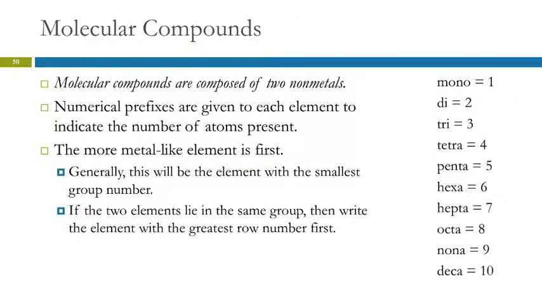So we've got 2 nonmetals. What we're going to do is use numerical prefixes. They're the same ones we used for the hydrates to indicate how many atoms of each element are present. So we put the more metal-like element first. And usually that's the element with the smallest group number, the one towards the left on the periodic table. If 2 elements lie in the same group, it'll be the element with the greatest row number.